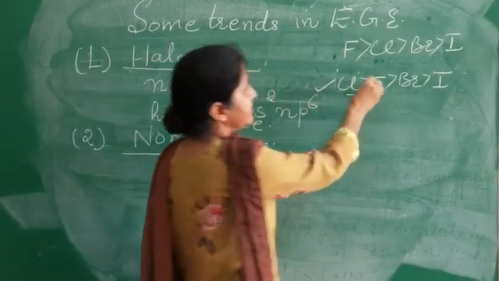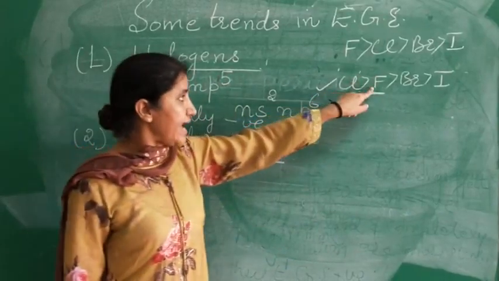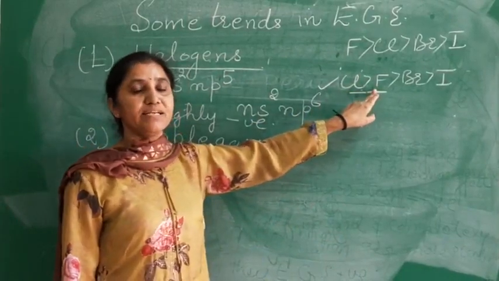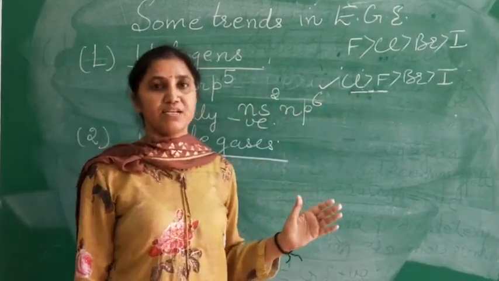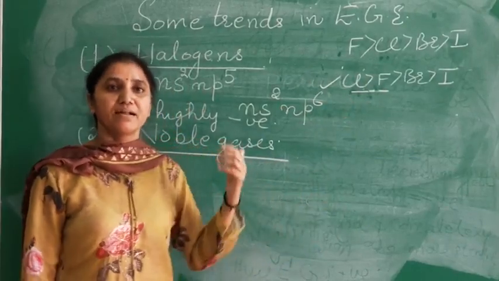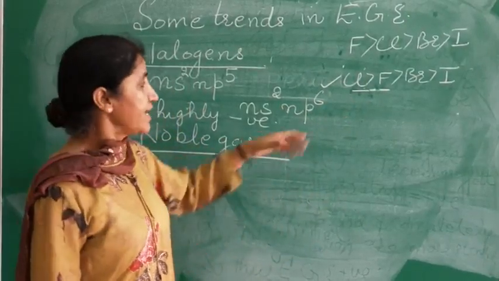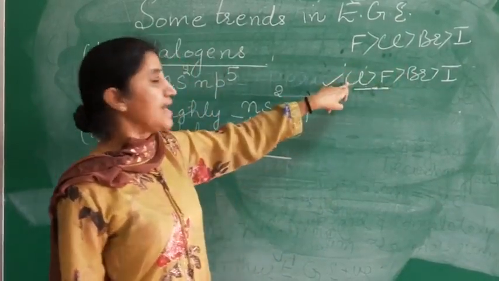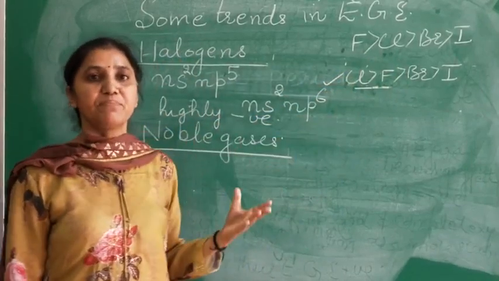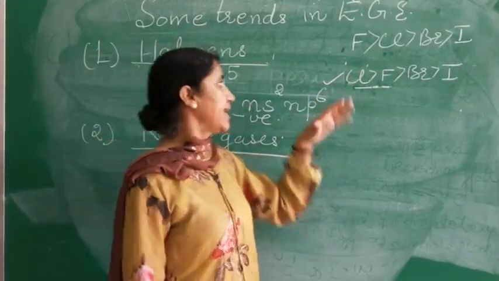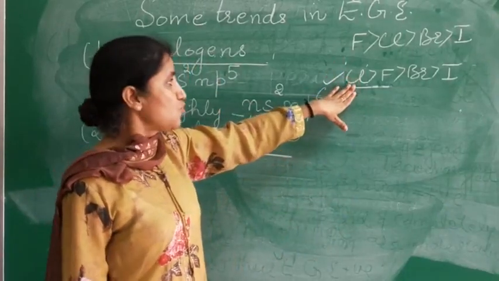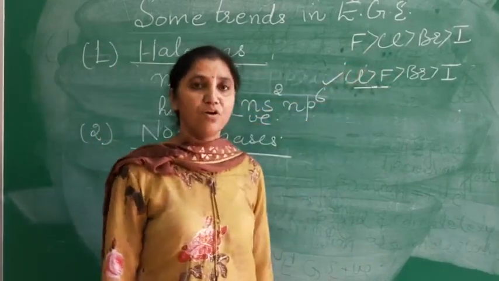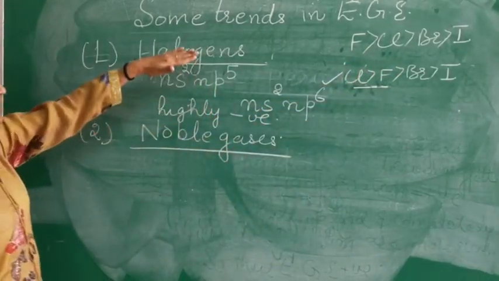Now what is the reason behind it? The reason is that the fluorine atom being very small in size, the electron density in the fluorine is very high. So the incoming electron will feel more repulsion rather than attraction. So the incoming electron will not be accepted in case of fluorine with that ease as in case of chlorine, which is sufficiently bigger in size, and the incoming electron can be accepted easily here. So the electron gain enthalpy of chlorine is more negative than that of fluorine. So this is the first trend about the halogens.